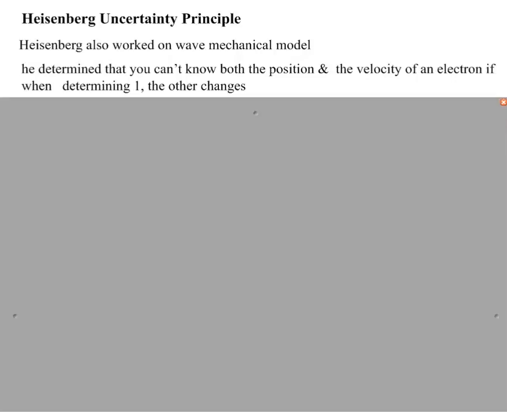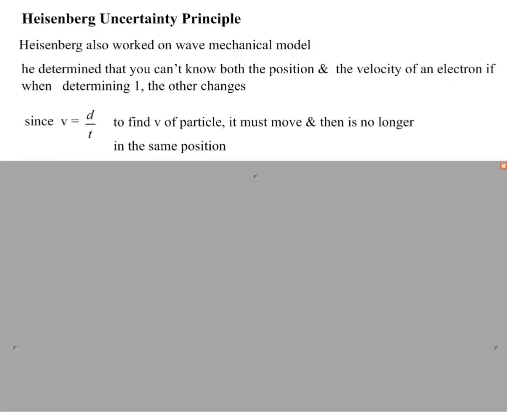You can approximate it, but you can't find inequality. Okay, velocity is distance over time, so that's what our equation tells us. If I want to find the velocity of a particle, it has to move from point A to point B, then it's no longer in the same position. So I can't find out where it is if I want to know how fast it's going. And I can't find out how fast it's going if I know exactly where it is.